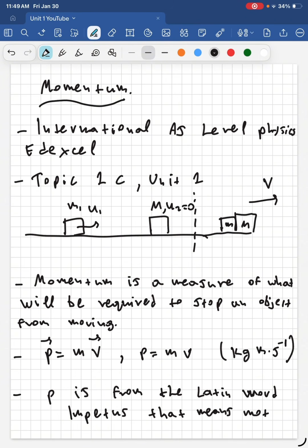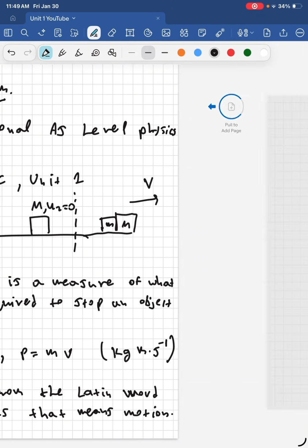Motion or movement or something like that, okay? So they stole the P from there, okay? And P is momentum.